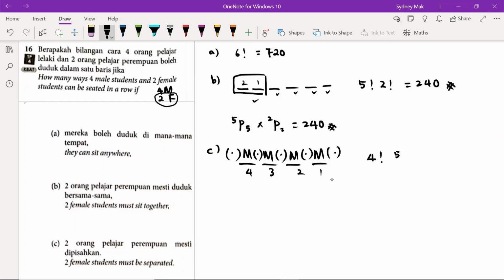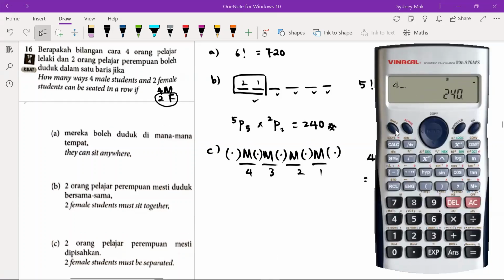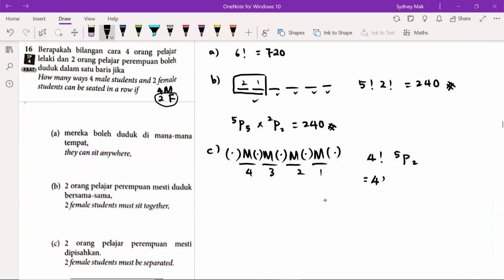Therefore, 5P2. So in this case, 4 factorial times 5P2. So we got the answer, 480 ways. That's it. All right, so this one, fill in the slot is much easier.